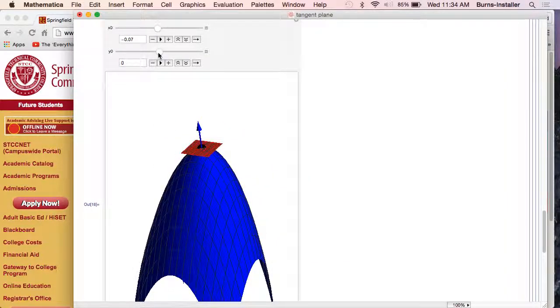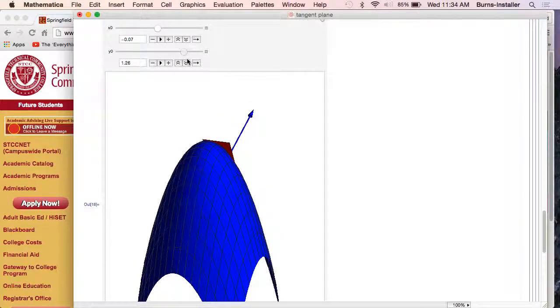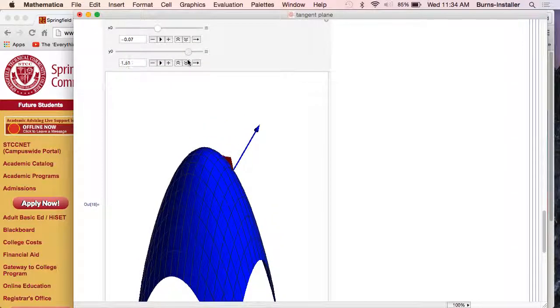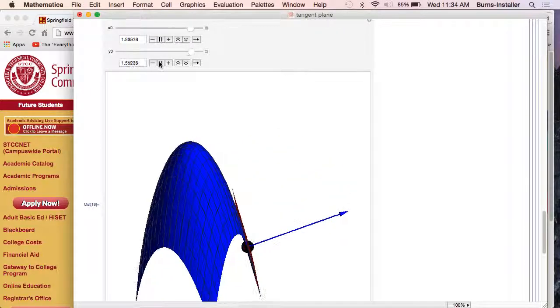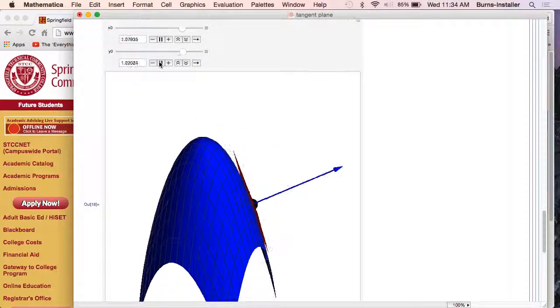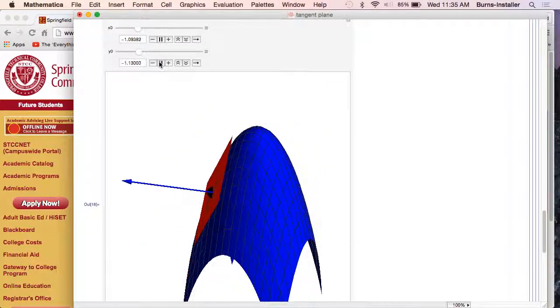And I can do the same for y. Move the y and then move it down this way. And then I can animate these. I can set the x going on its own and the y going on its own. So this thing will travel around that surface. And basically we have this crazy shape.